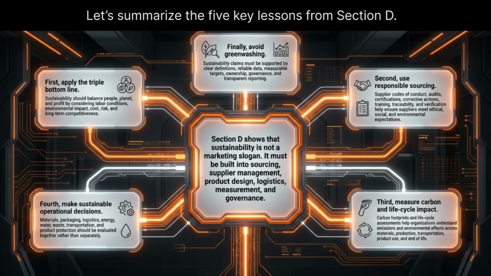Third, measure carbon and life cycle impact. Carbon footprints and life cycle assessments help organizations understand emissions and environmental effects across materials, production, transportation, product use, and end of life. Fourth, make sustainable operational decisions. Materials, packaging, logistics, energy, water, waste, transportation, and product protection should be evaluated together rather than separately.